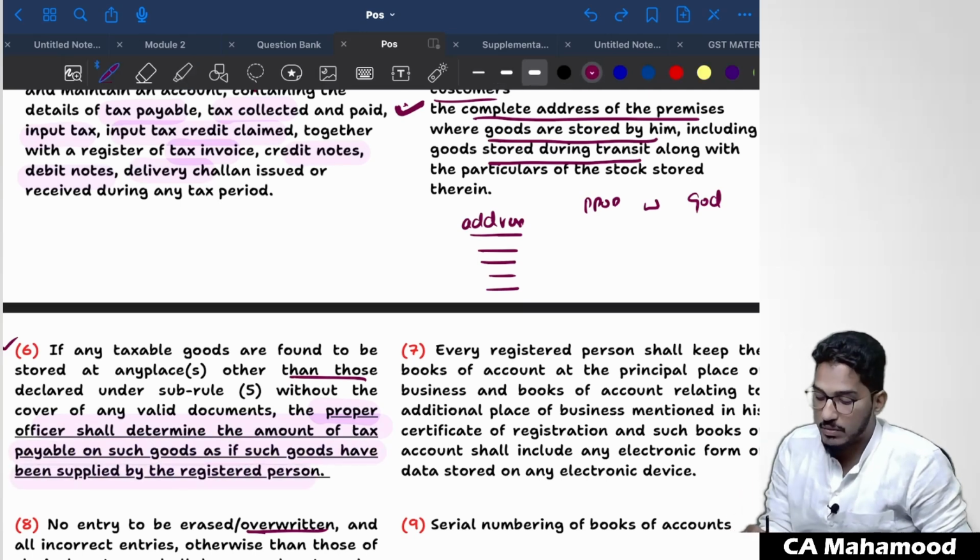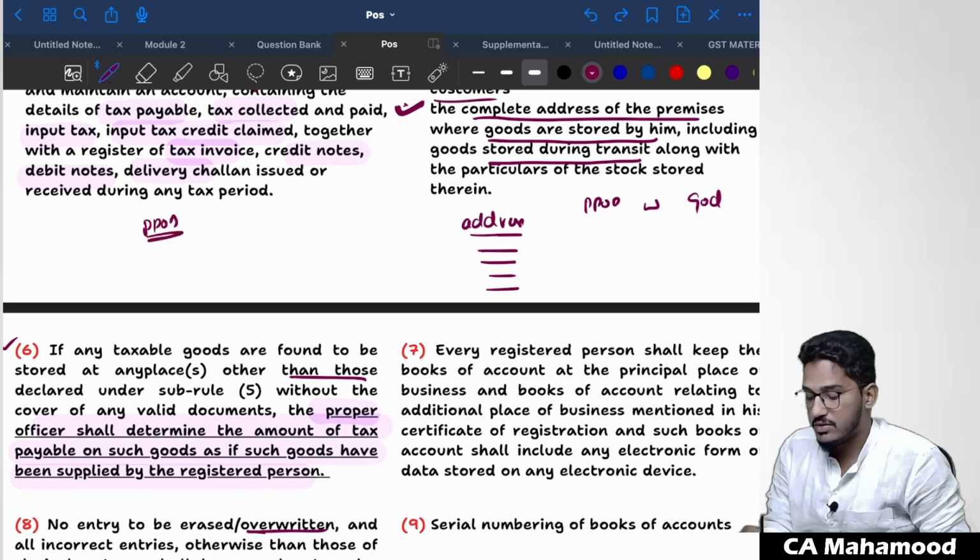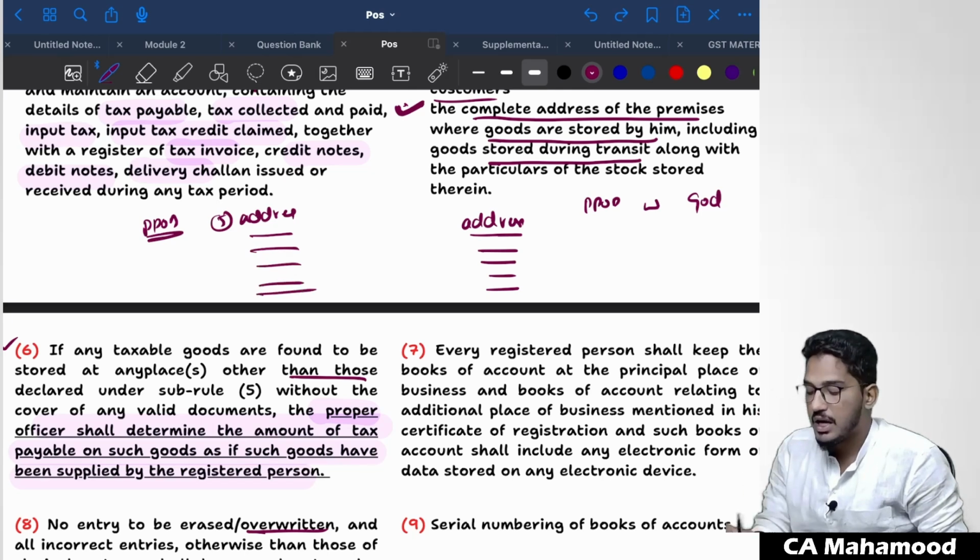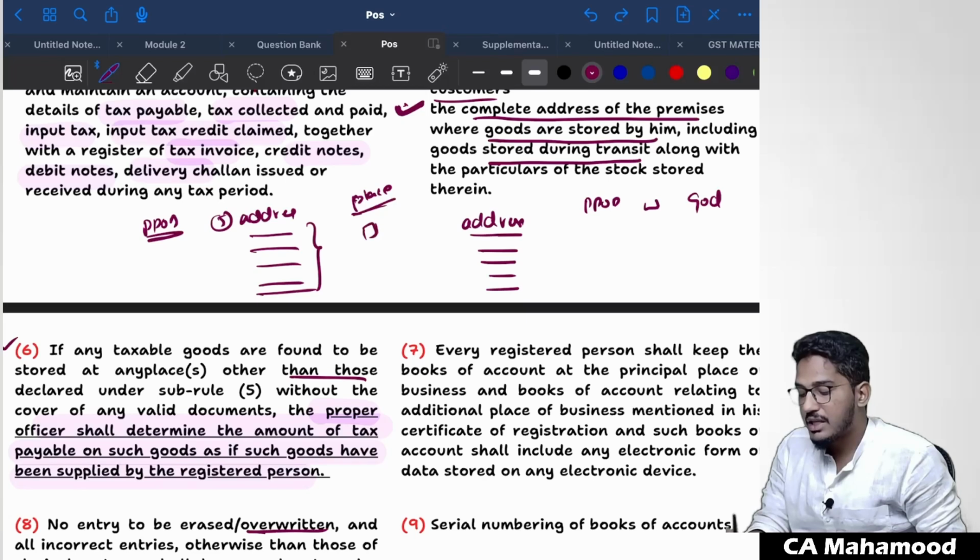Take for example, at my principal place of business, I maintain one register. In that register, I have given 5 addresses where I am keeping my stock. I have maintained one register, and in that I have updated 5 addresses. But I am storing my goods at a place other than these 5 addresses. There is some additional place whose address I did not update in that register. There I kept the stock.